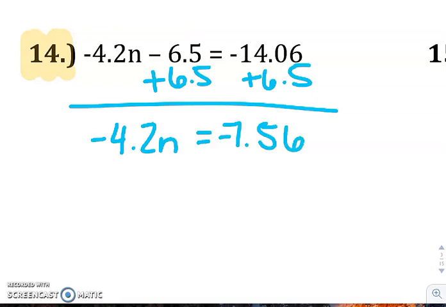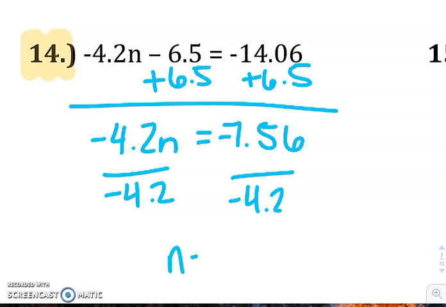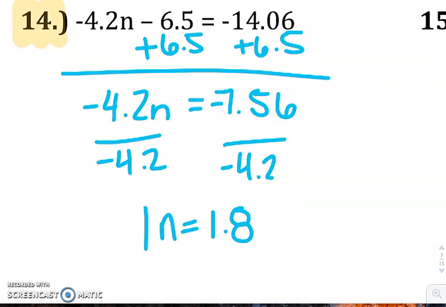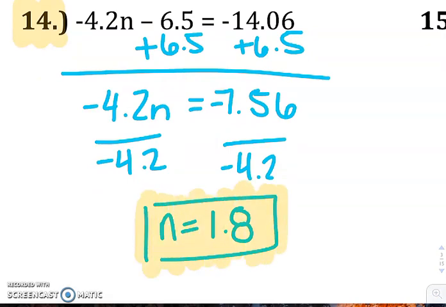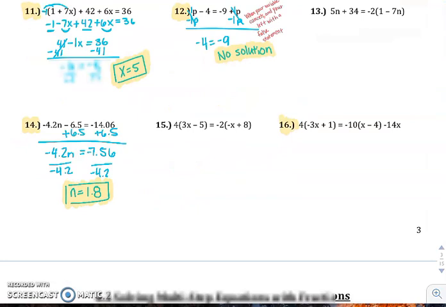And then all you guys are going to do is divide by negative 4.2. It's currently negative 4.2 times n. And so we will just divide both sides by negative 4.2. So we get 1.8. So even though they're decimals, it's still the same process. Get that variable by itself and do your inverse operations to then solve your equation. All right, let's do number 16 next.